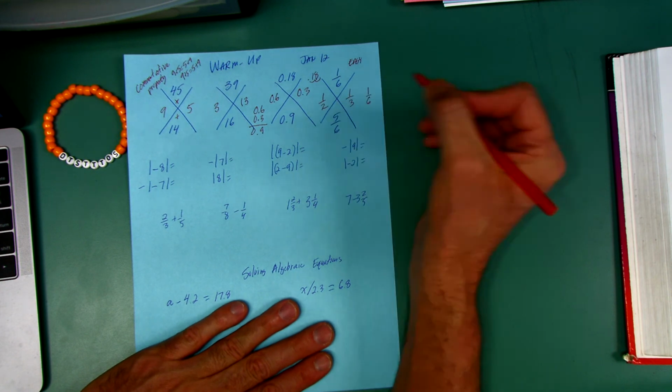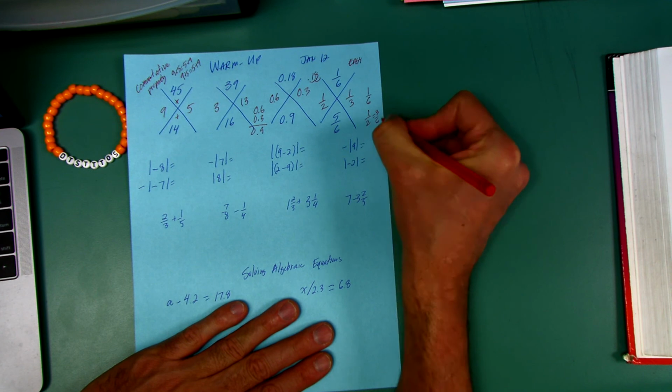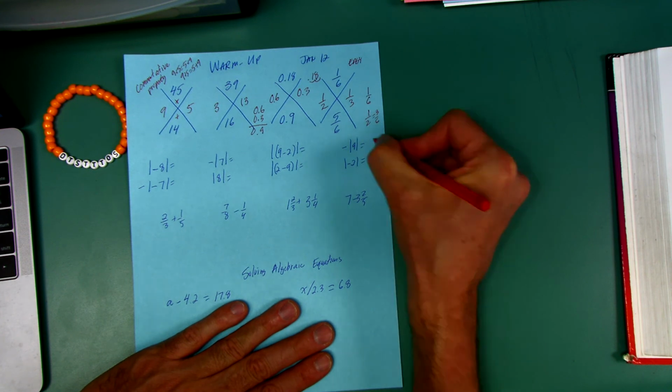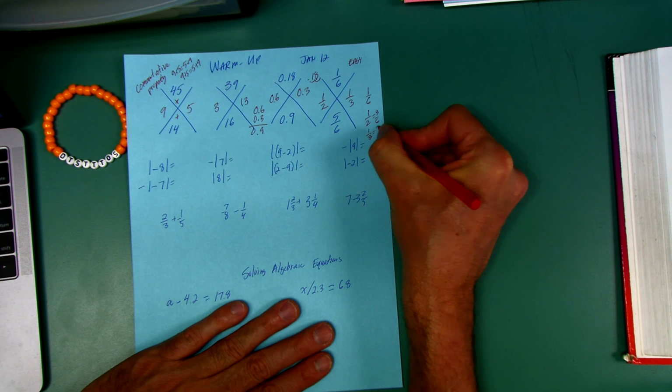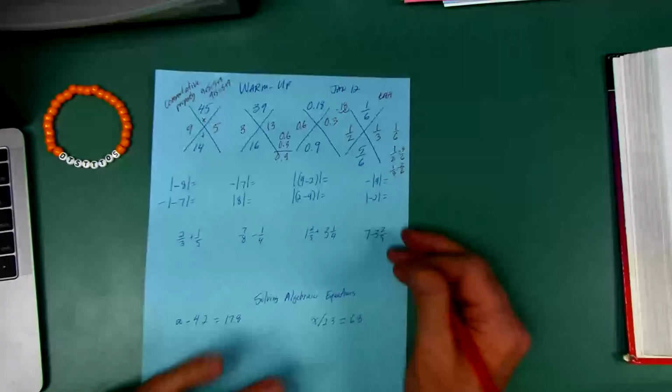2 and 3 go into 6. 1/2 ends up being 3/6 because I did 2 times 3, so I go 1 times 3. 1/3 ends up being 2/6 because 3 times 2, 1 times 2. 3/6 plus 2/6 is 5/6. All right? Challenge, huh? All right.